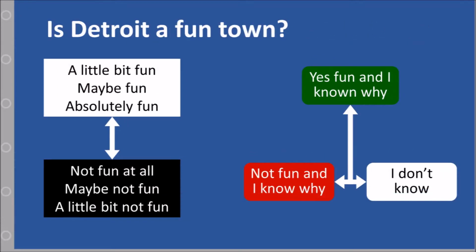Consider using six-state logic to answer the question, tell me if Detroit is a fun town. A digital yes or no answer hides any uncertainty the answerer may or may not feel about Detroit behind a simple yes or no answer. Adding the six-state logic uncertain state enables more meaningful responses like, yes, Detroit is fun and I know why. No, Detroit is not fun and I know why. Or I don't know if Detroit is fun or not.